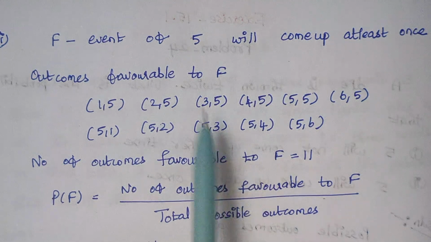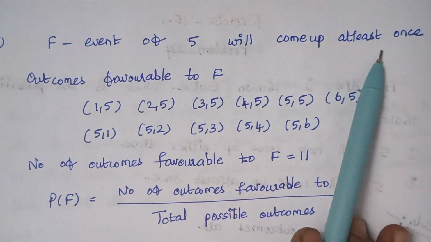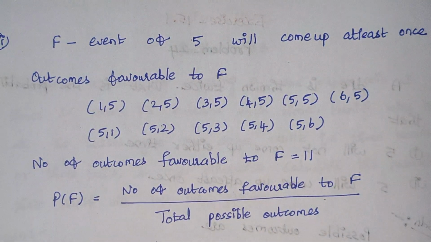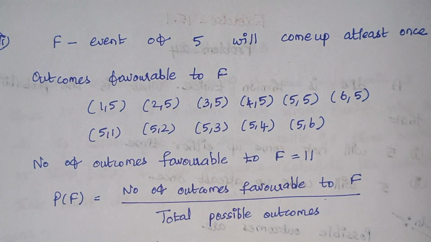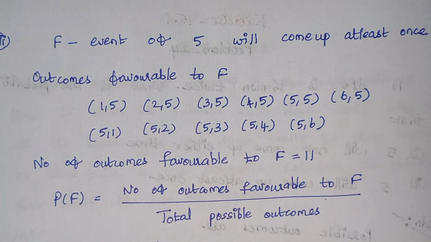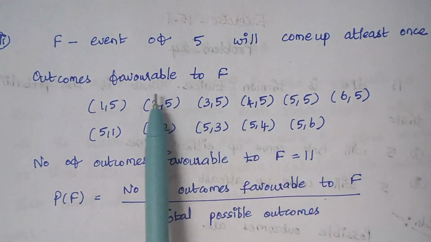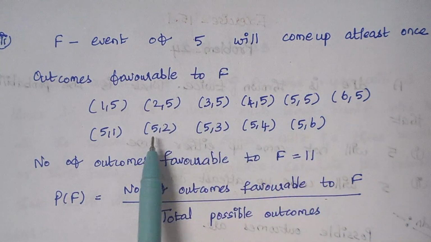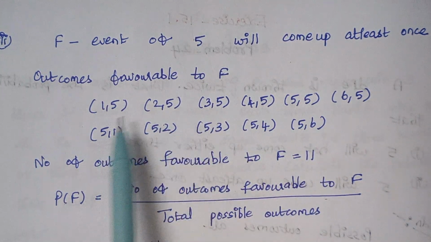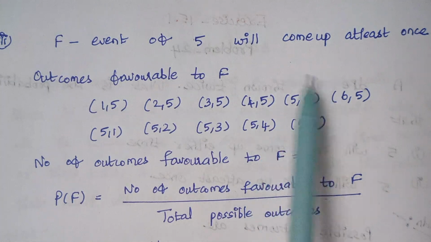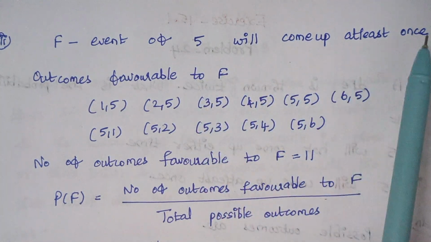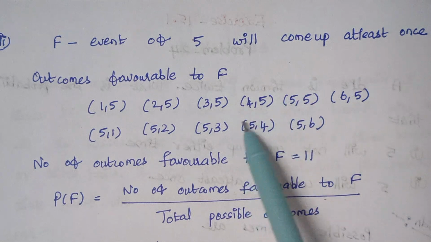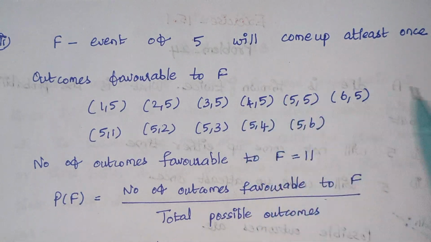Let F be the event of 5 will come up at least once. That is, you can have the option that both the outputs are 5, or at least one output should be 5. So here, what are all the outcomes favorable to F? You see 1, 5, 2, 5. Again, from the possible outcomes, you have to select the output. So here 5 will come up at least once. At least once you should have 5. If both the dice show 5, it is okay.